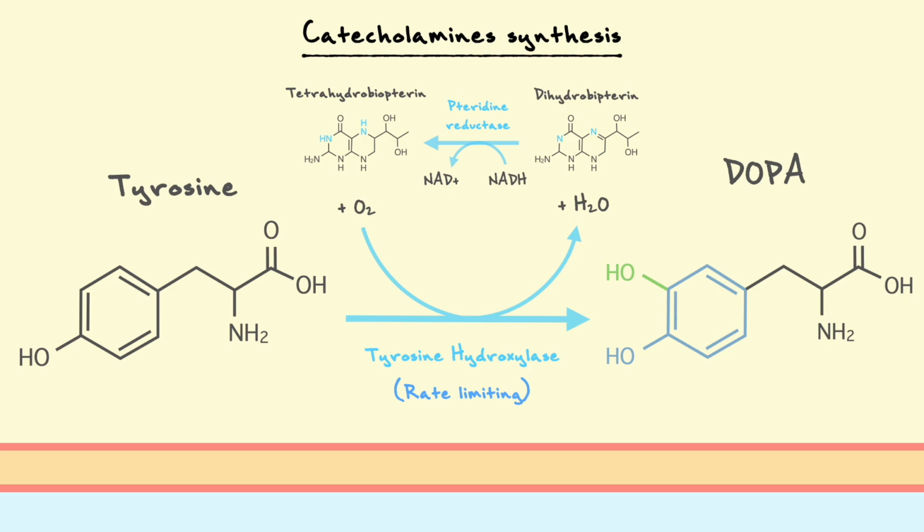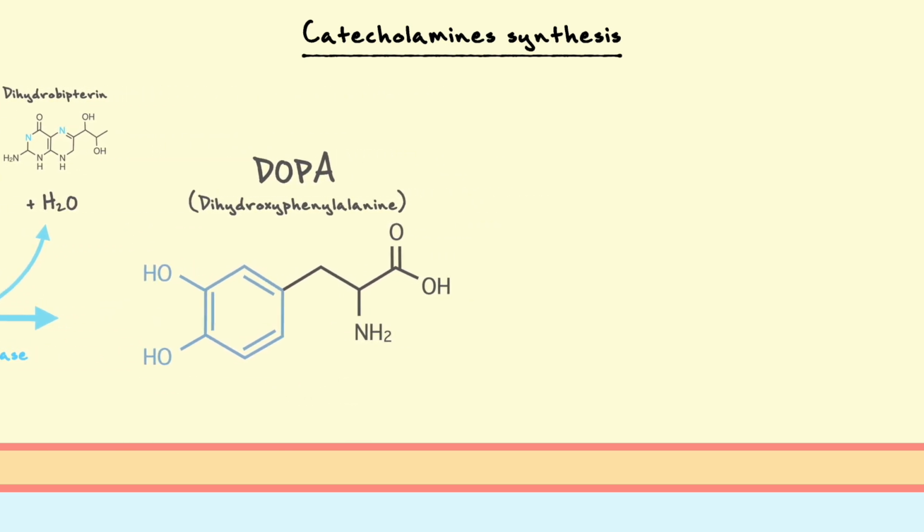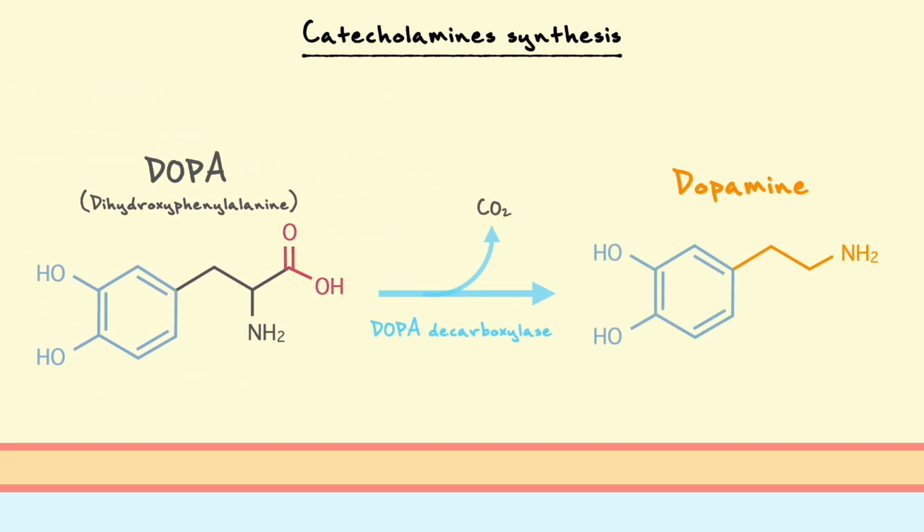By the way, DOPA stands for dihydroxyphenylalanine, and it is usually the L isoform that is synthesized. In the second step, DOPA gets decarboxylated, or in other words, loses the carboxyl group here in red, and this reaction is catalyzed by the enzyme L-DOPA decarboxylase. The reaction yields dopamine and carbon dioxide.